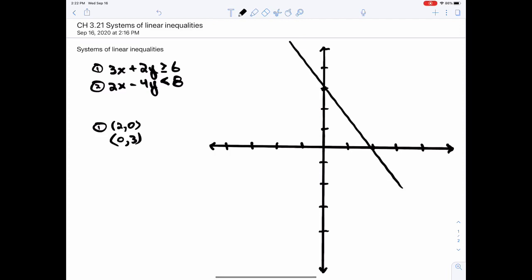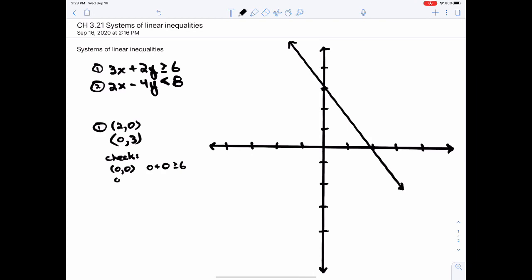Okay, now remember what we did before. We're going to pick a point on each side and see if it makes it work. I'm not going to show all the work here. I already assume you know how to do this. Let's pick a point below, which is (0, 0). Remember, we're only doing the first equation here. So that gives us 0 plus 0. Is that greater than or equal to 6? No, it isn't. Let's pick a point on the top.